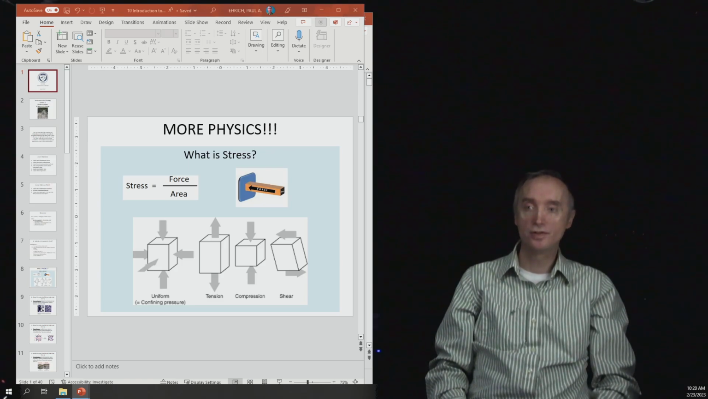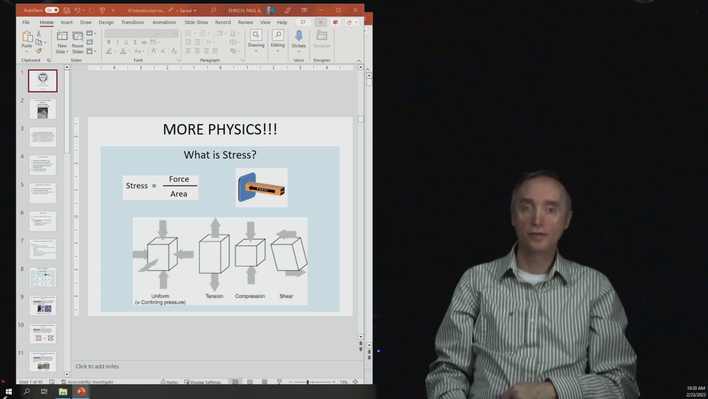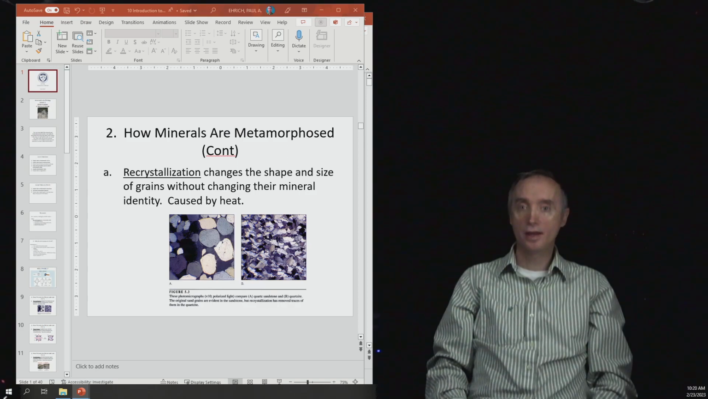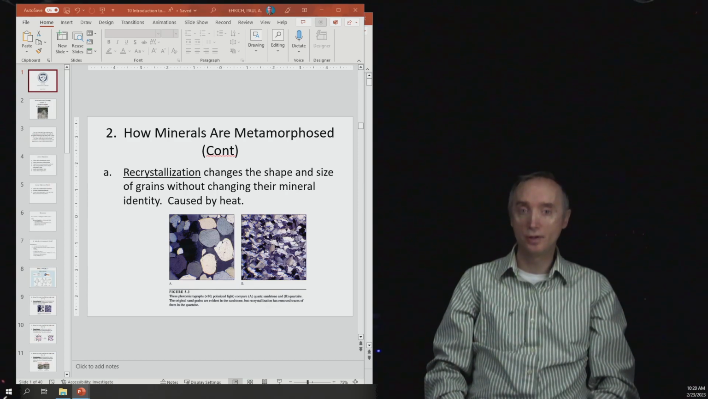So what we want to see is, how do these various kinds of stress affect a rock? Let's take a break, and when we come back, we're going to talk about how these stresses affect the minerals inside of a metamorphic rock.